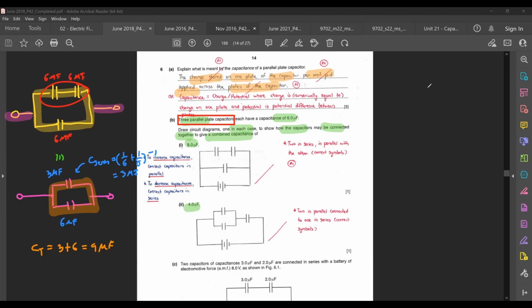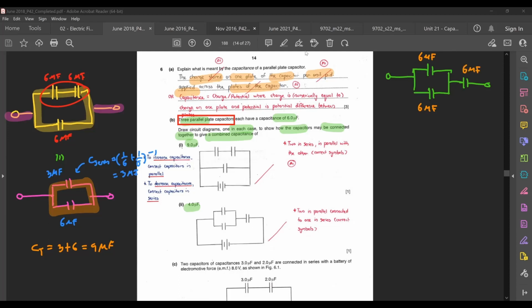And then as for the 4 microfarad one, what you just need to do is connect the first 2 capacitors in parallel, then connect the third one in series. So if I connect it like that, this is what I expect to see. You will get 6 microfarad here, 6 microfarad here, and then 6 microfarad here.